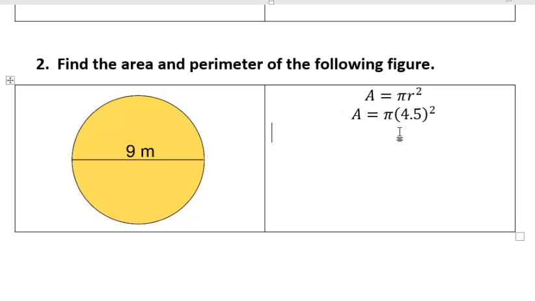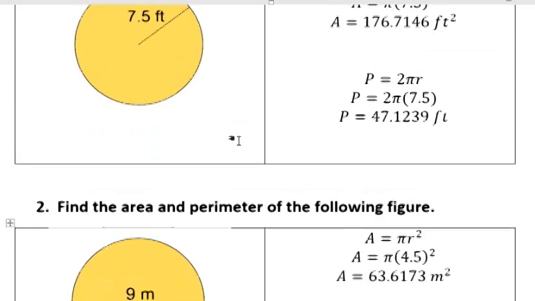So when I put that in my calculator, I get 63. Specifically, 63.6173, okay? Remember, I need to round it. There's a 2 in there, but it rounds to 3 because the next number is 5, okay? The units are meters, so I'm gonna put meters squared.